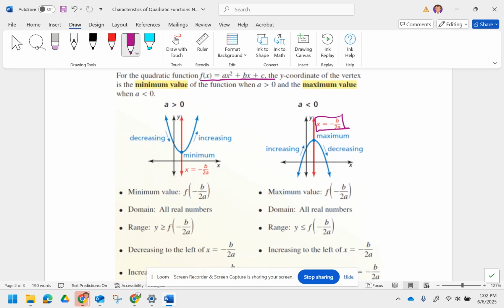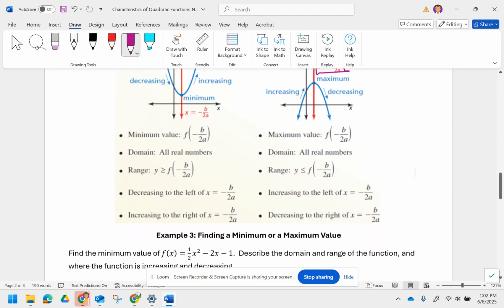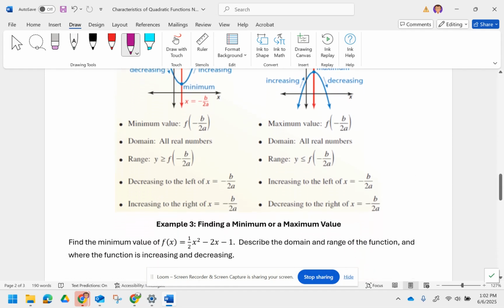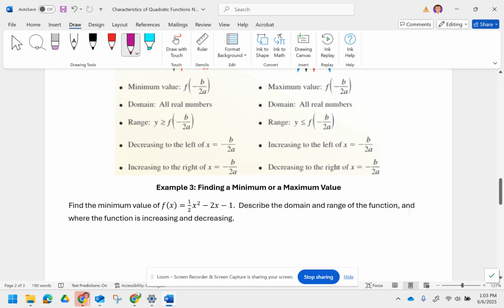So this just lets us quickly identify by looking at an equation: is this equation going to have a max or a min? This is really good information to have if you're working on optimizing certain problems. It can be good to know, when you're trying to find the most efficient, if a particular equation is going to contain maximums or minimums.